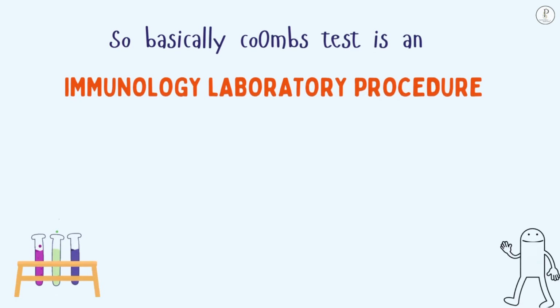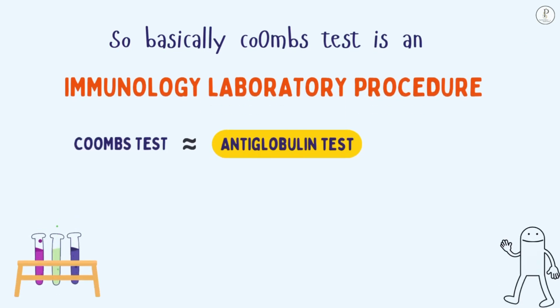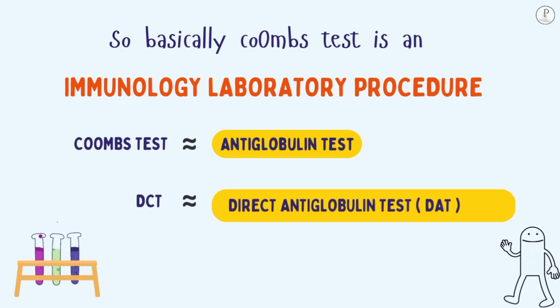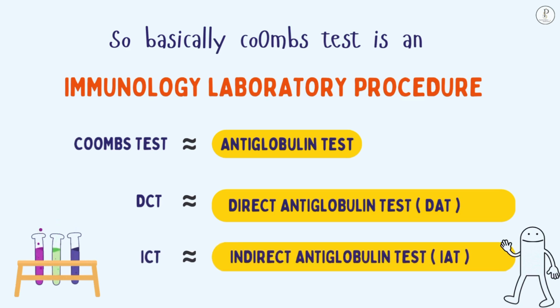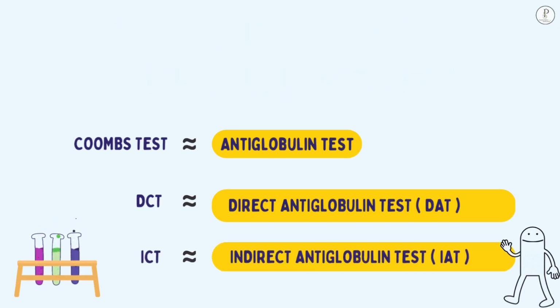So basically COOMBS test is an immunology lab procedure. Hence, COOMBS test is also called as antiglobulin test. DCT is also called as direct antiglobulin test or DAT. And ICT is also called as indirect antiglobulin test or IAT.